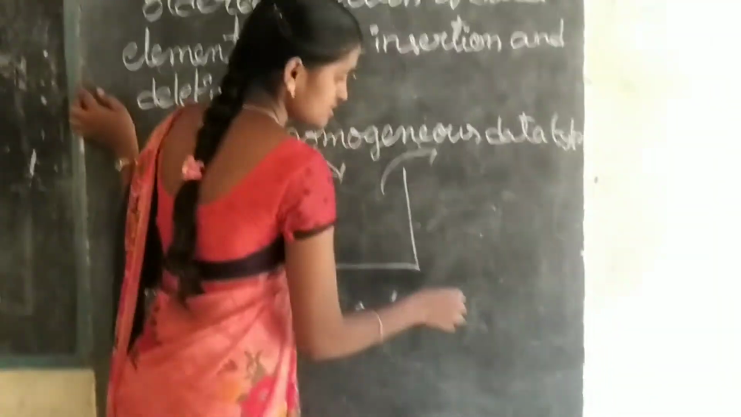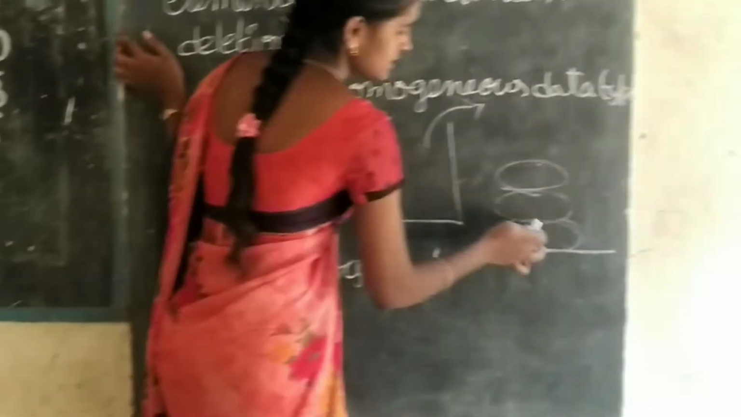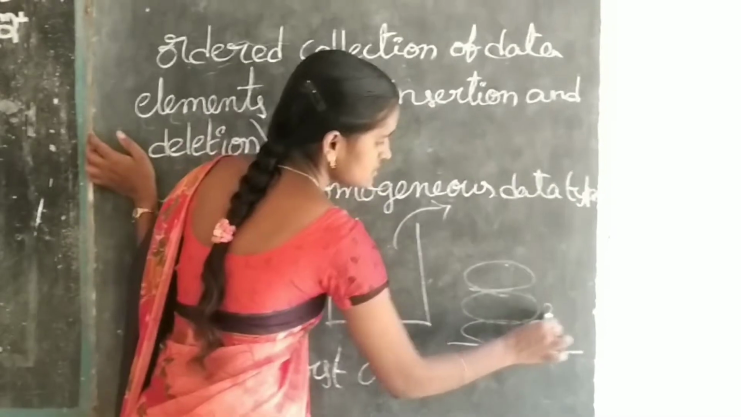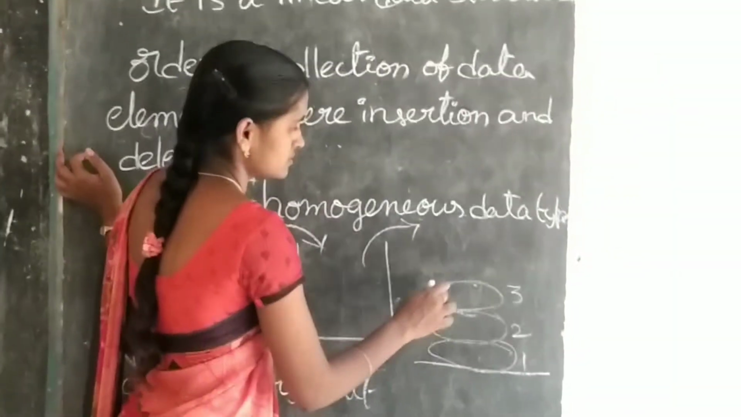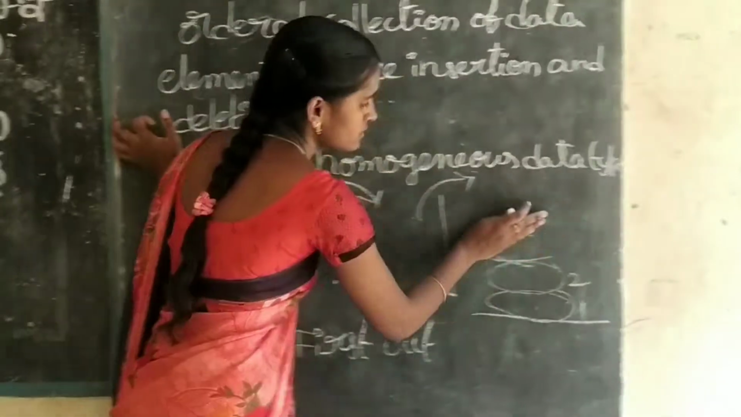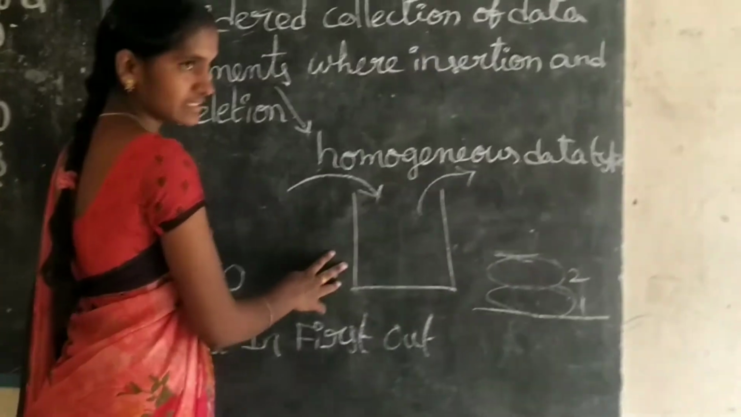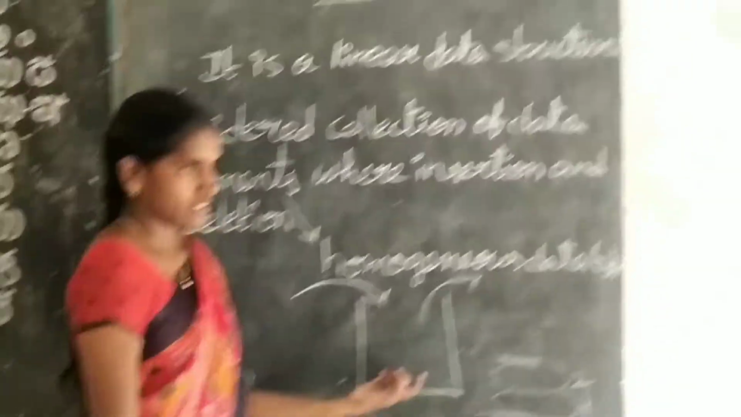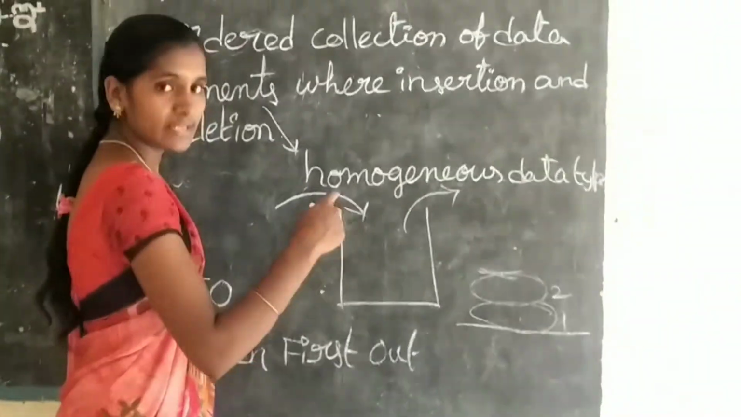some plates are arranged in a tray. First plate, second plate, third plate. First I kept the first plate here, next the second plate, then the third plate, which is kept last. Whenever we want to take the plates one by one, first of all we remove the last plate. That is the LIFO statement. In the same way, in a stack also, the element kept last is taken first.